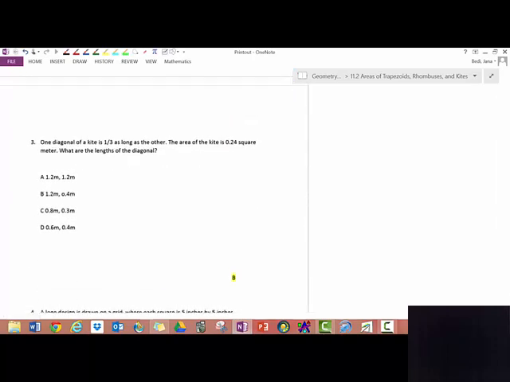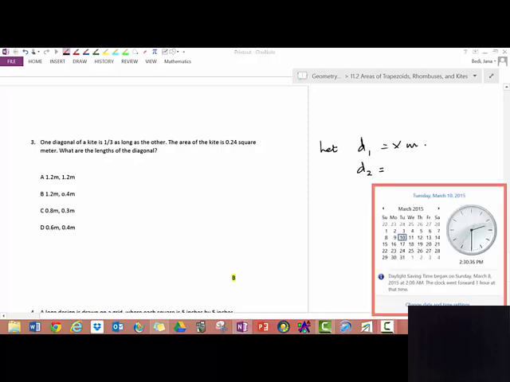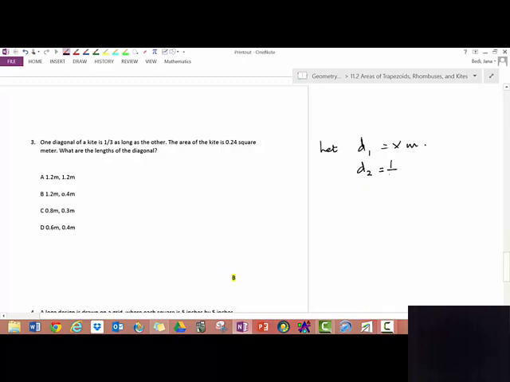Number one: a diagonal of a kite is 1/3 as long as the other. So this is the way you start out. Let diagonal 1 have a length of x meters. Then diagonal 2 is 1/3 as long as the other one. So that's 1/3 x meters. And you can take it from there. The area is half d1 d2, so go ahead and put it in. I want to remind you that x times x is x squared, and x plus x is 2x. So ask yourself whether you're multiplying or dividing when you solve this problem.